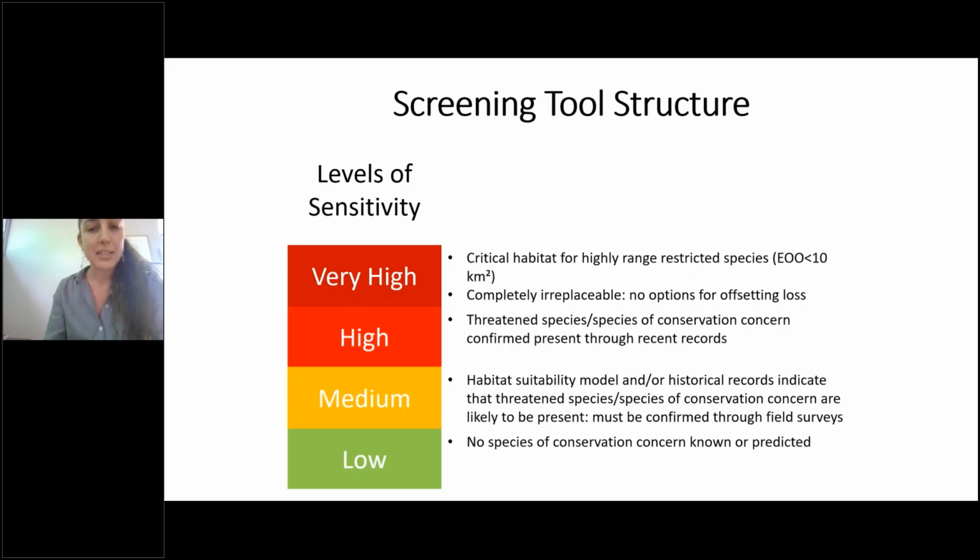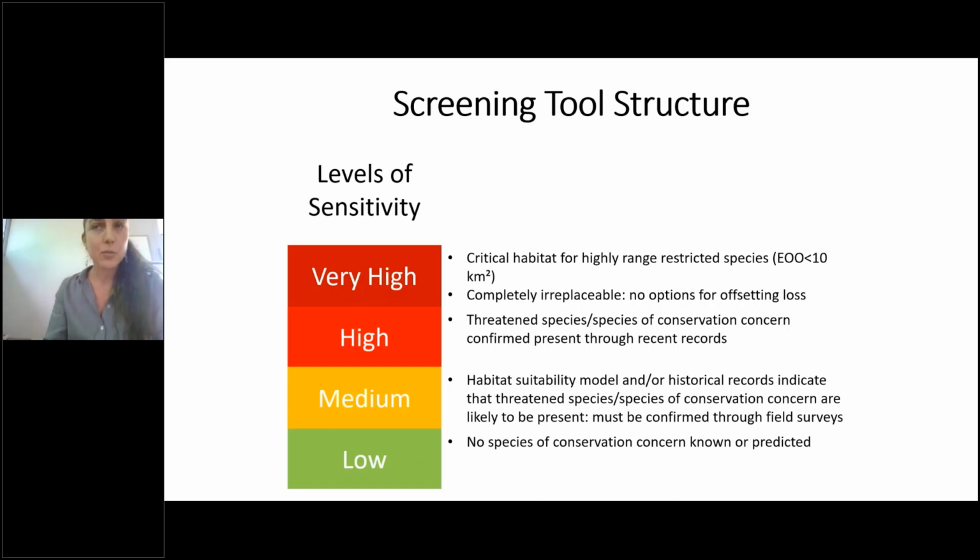It means that these are sites where there's no other option for them to be captured. They're completely irreplaceable. Our second level of sensitivity is the high category, and that is for all threatened species and other species of conservation concern. So that includes rare species that we have accurate, recent records for.